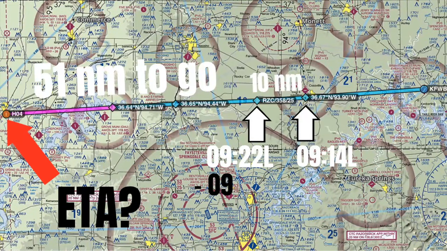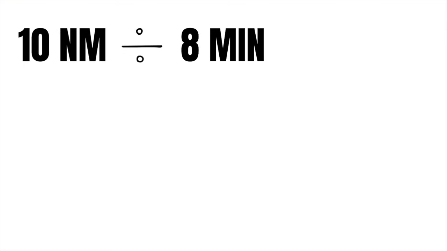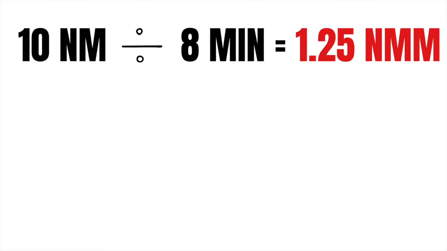As you can see, if we subtract 9:14 from 9:22, this leg took us 8 minutes as well. We must have a bit of a headwind now. Anyway, let's see how many miles per minute we're going. Remember, all we have to do is divide our distance by our time. So we can divide 10 by 8 to see that we're going 1.25 nautical miles a minute.